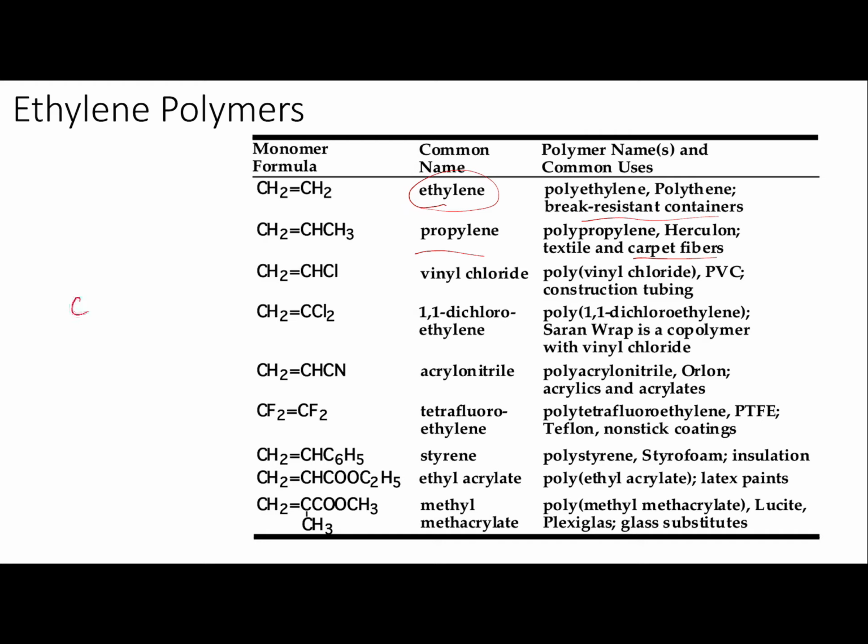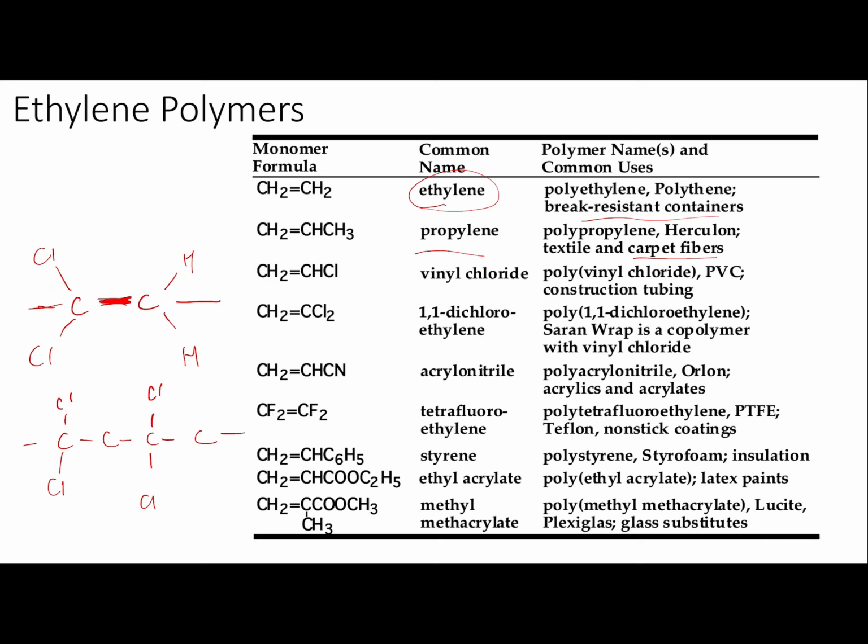1,1-dichloroethylene. So that's C double bond, CCl2, CH2, right? This is 1,1-dichloroethylene, so 2 carbons, 2 chlorines on the same one. This is saran wrap, but in a repeating unit. So repeating off in all directions. So right, carbon, carbon, carbon, carbon, on and on. But these two carbons have chlorines on them, and on and on and on.